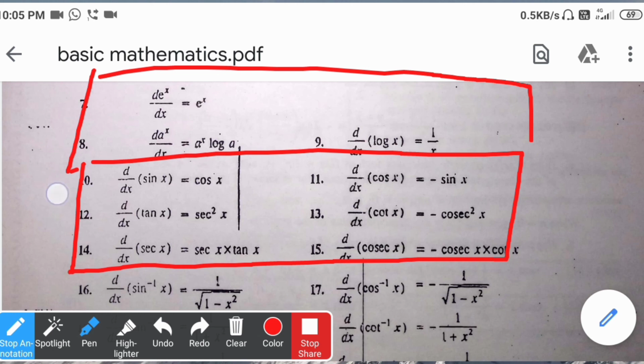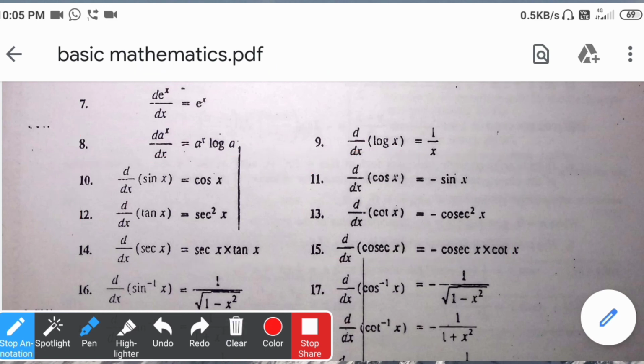So for the differentiation of sin x it is cos x, for the differentiation of cos x it is minus sin x, for tan x it is sec square x, for cot x it is cosec square x. Then for sec x it is sec x tan x, and last is cosec x, which is minus cosec x into cot x.